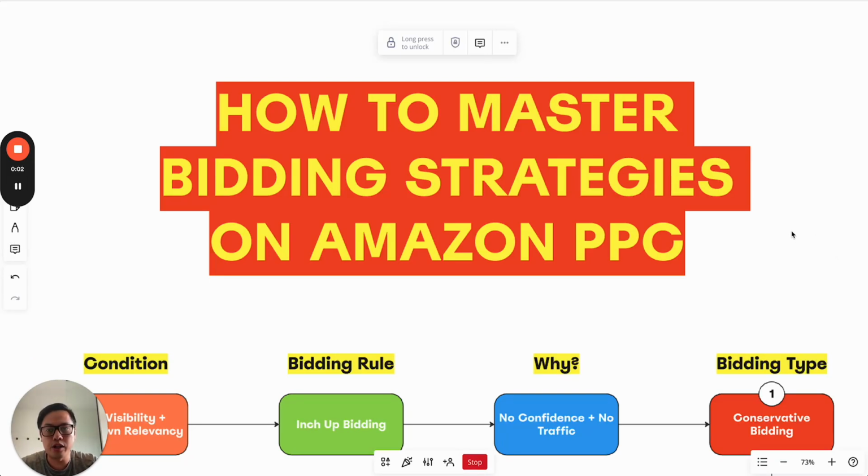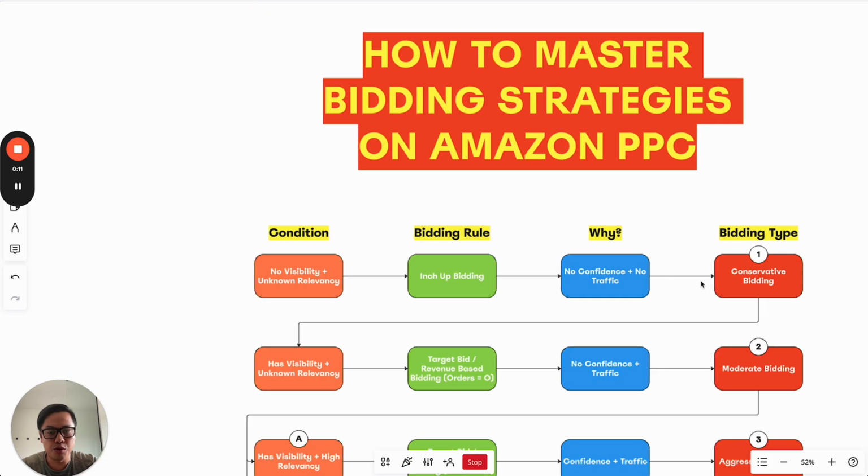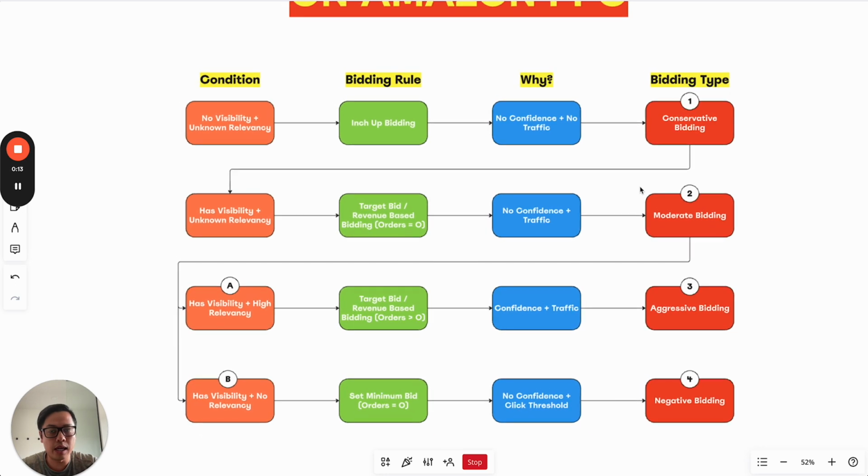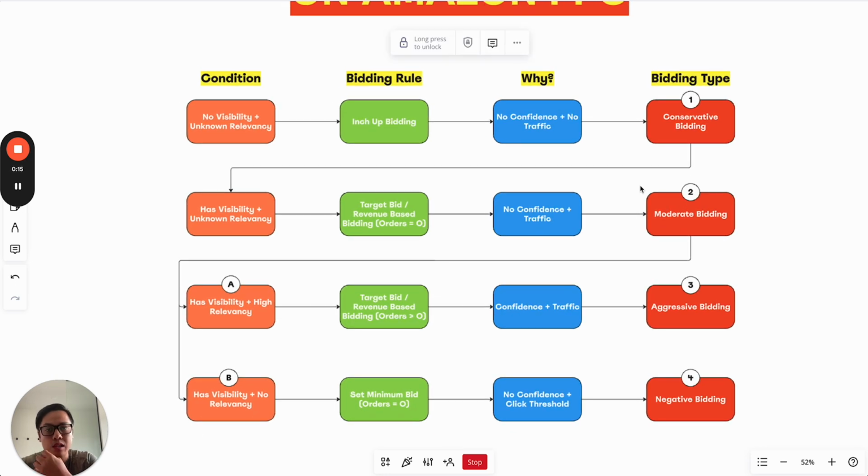Hey, in this training, I'm going to go through how to master bidding strategies on Amazon PPC. The way that I like to set everything up is confidence level. I like to stick to the basics. I don't like to overcomplicate anything.